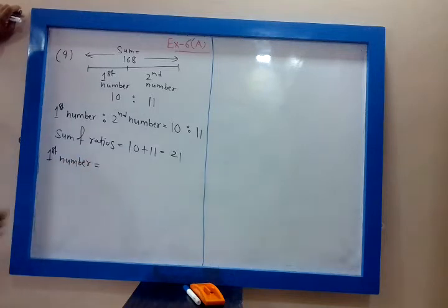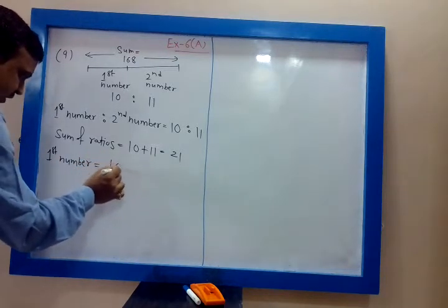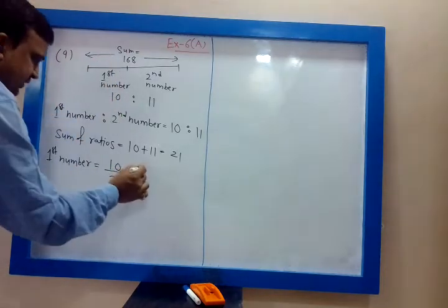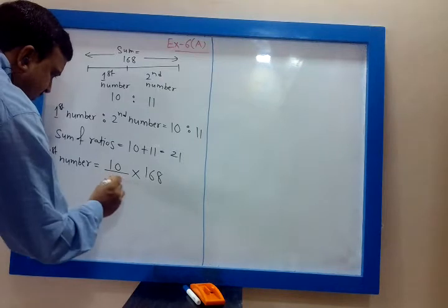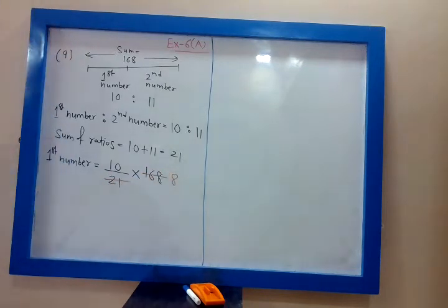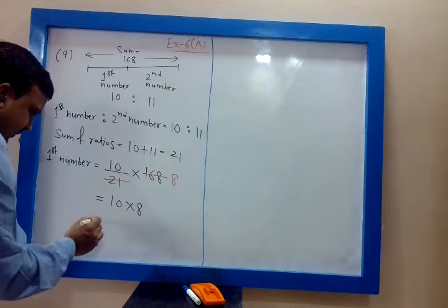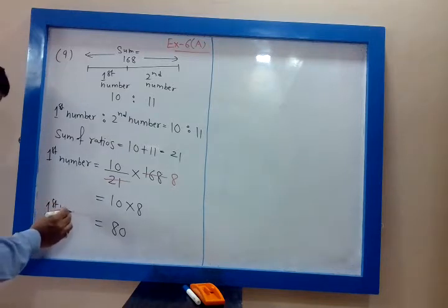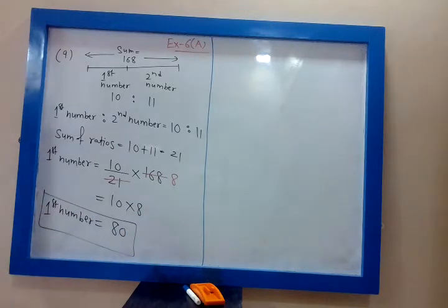What is the ratio of the first number? The ratio of the first number is 10 upon sum of ratio 21 multiplied by the sum, 168. So you can cancel: 21 eights are 168. Then what is left? 10 into 8, that is 80. So the first number is 80.